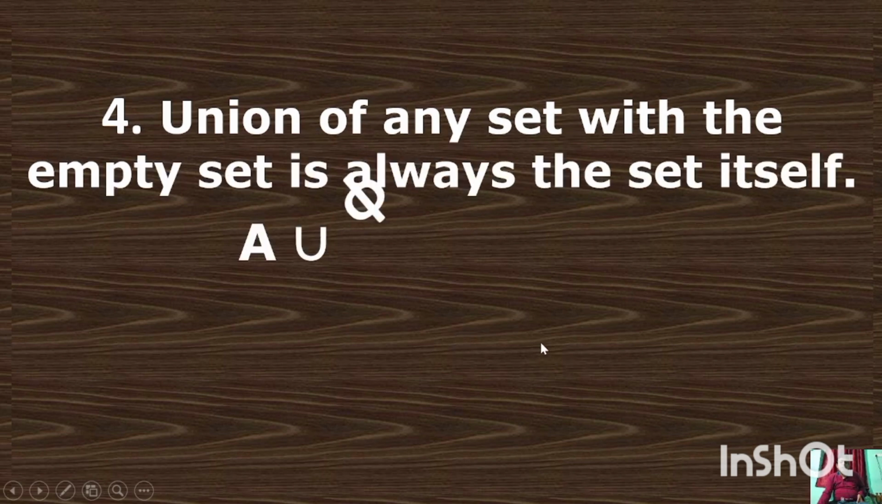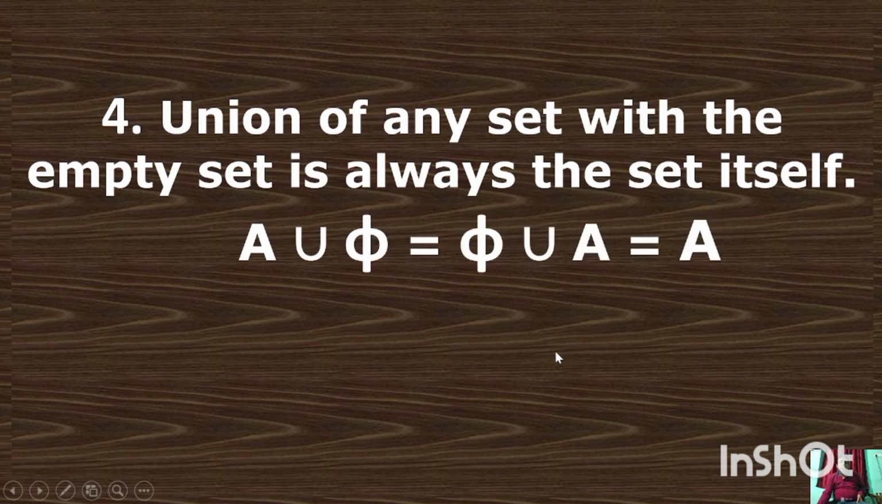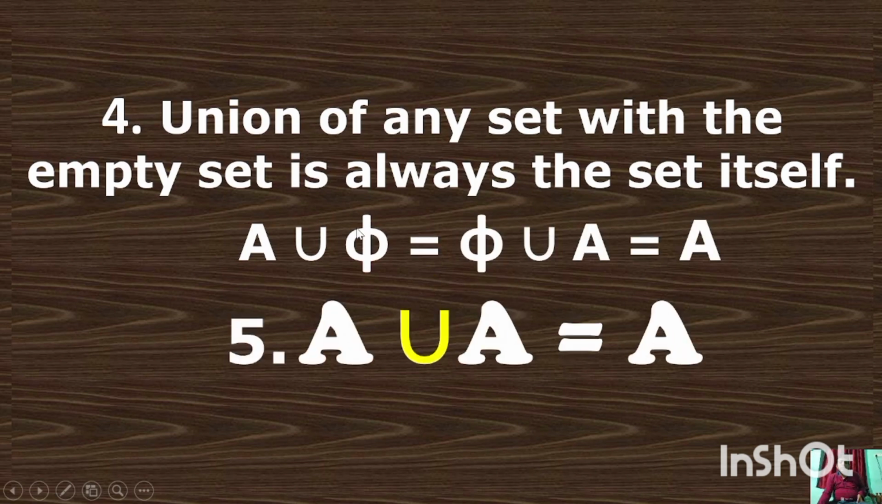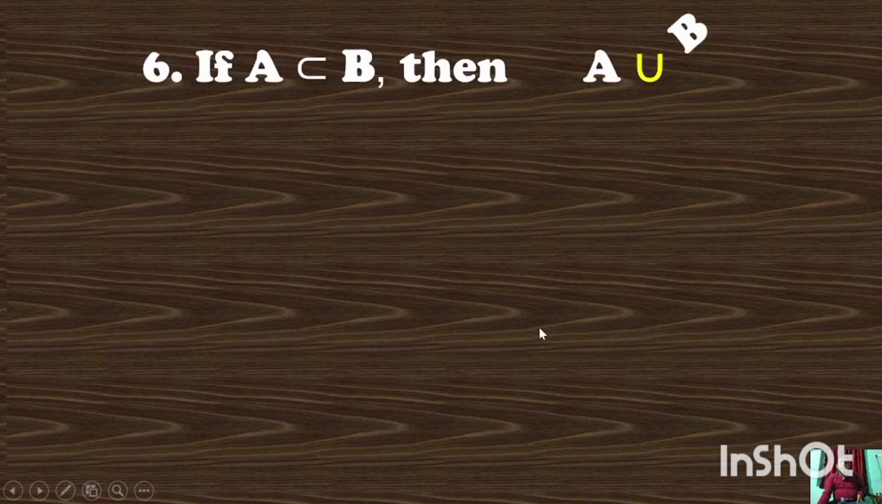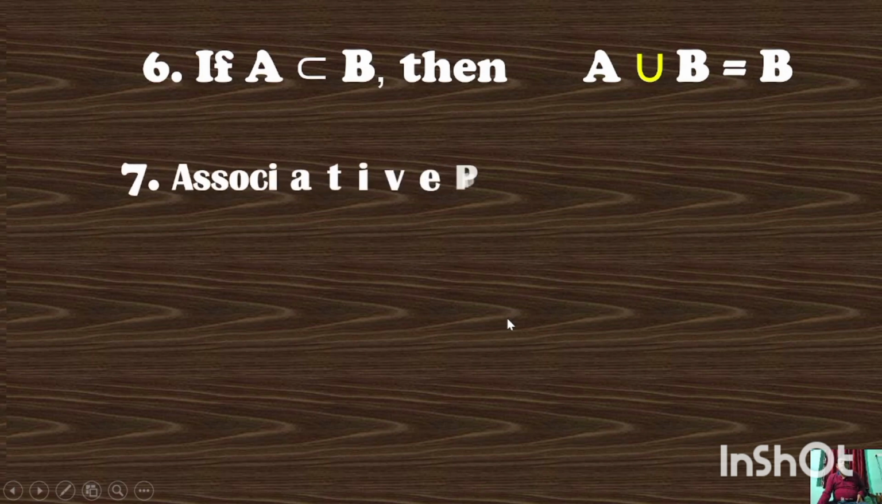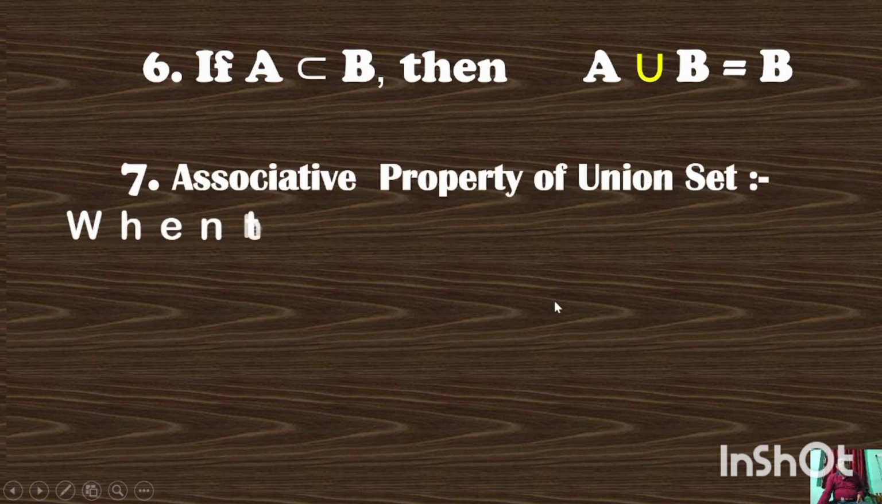And the property: the union of any set with the empty set is always the set itself. A union phi is equal to phi union A is equal to A, and A union A is equal to A. The union of any set with itself is also the same set. Okay, if A is a subset of B, then A union B is equal to B.